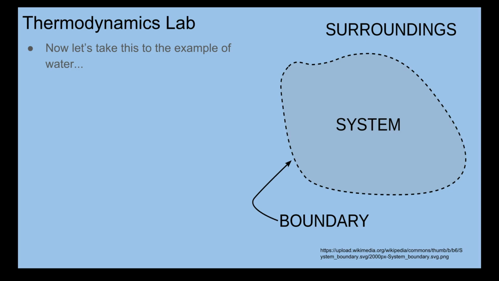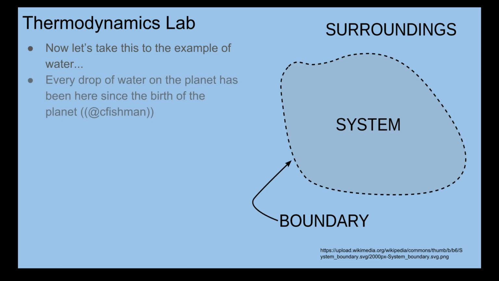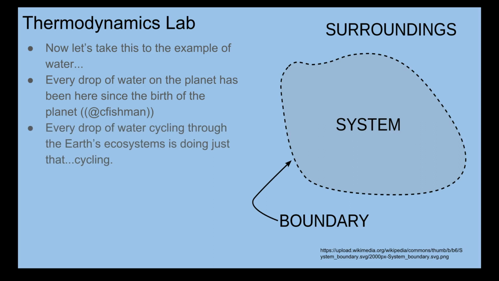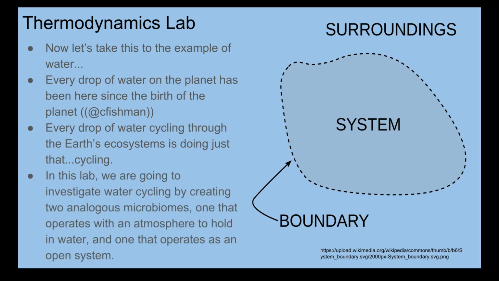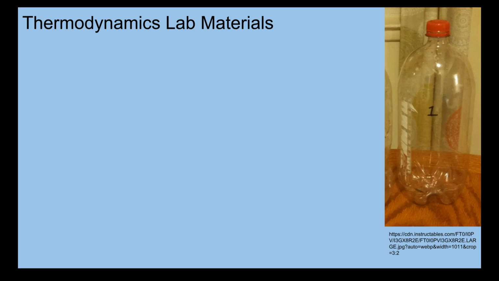So, we want to think about how we keep those atoms within the system. Recall the image of the planet Earth. The atmosphere helps us to hold those molecules close to the Earth. Every drop of water cycling through the Earth's 6 systems is doing just that. It's cycling. It's been here. In this lab, we're going to investigate water cycling by creating 2 analogous microbiomes, one that operates within an atmosphere to hold in water, and one that operates as an open system.